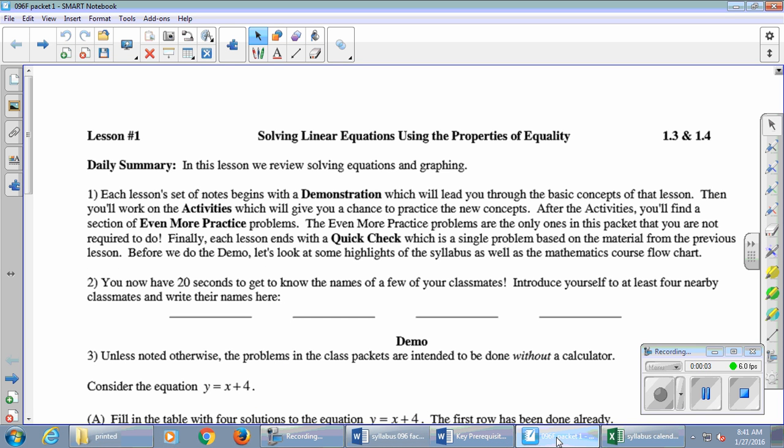So good morning, everybody. Welcome to Math 096. Like I said earlier, there are 4 different documents on the table, so go ahead and grab one of each. We'll go through each of them in turn, but for right now, I want to start with the biggest document, this massive packet that you'll find on the table. And it looks like this at the top, lesson number 1.